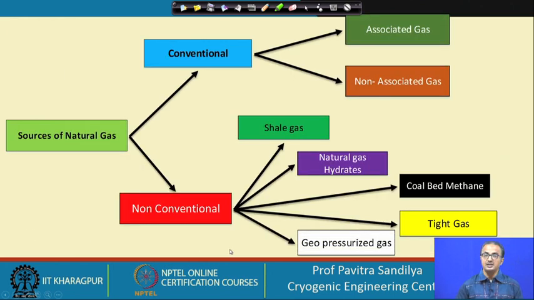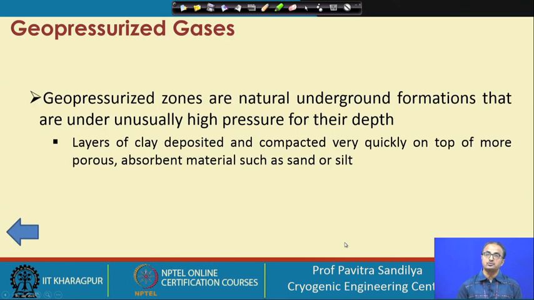And lastly, we have geopressurized gas. These geopressurized gas reserves are supposed to have a substantial amount of natural gas. Geopressurized gas and the natural gas hydrate both are estimated to have a very high quantity of natural gas, but it has not been possible for us to get a commercial production of natural gas from these sources.